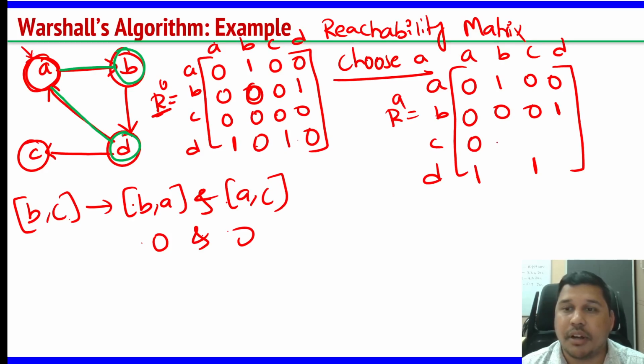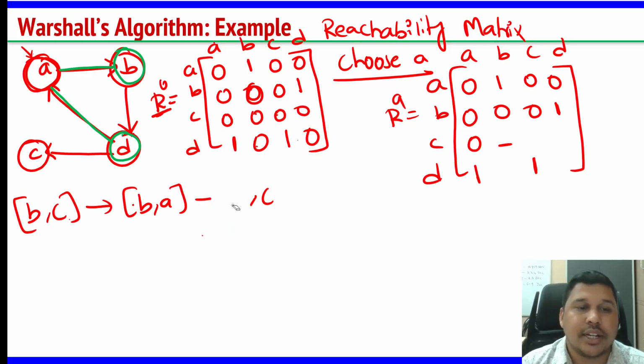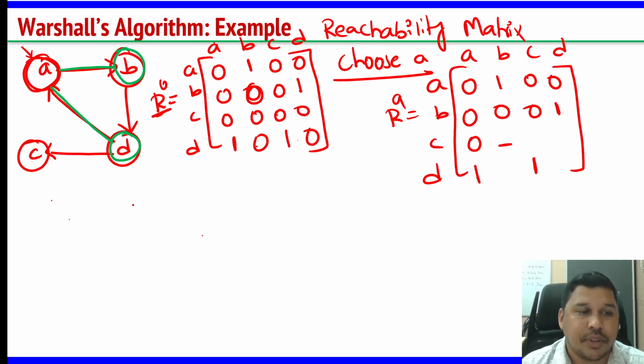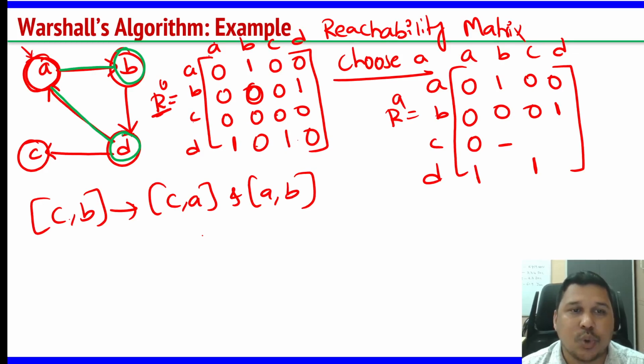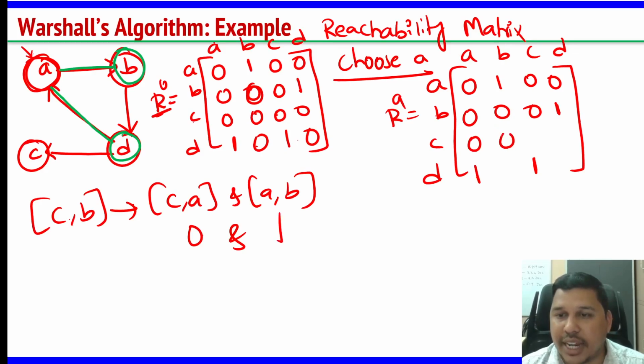Then the next empty bracket is here, C to B. Can we create a path? Can we show a path, or is there any path from C to B with the help of A? Meaning from C to A and from A to B. See the matrix. C to A, is there anything? 0. And A to B is 1. 0 and 1 means it is 0 only. This also I cannot create.